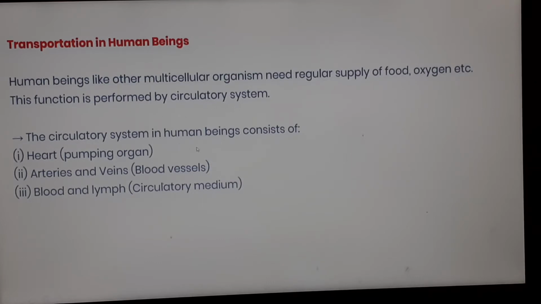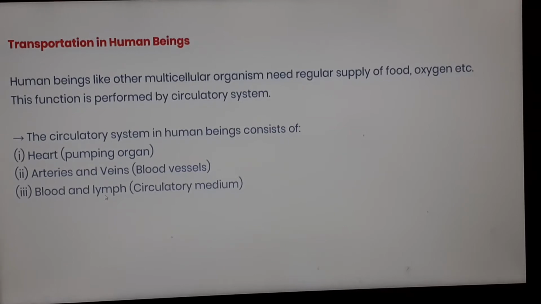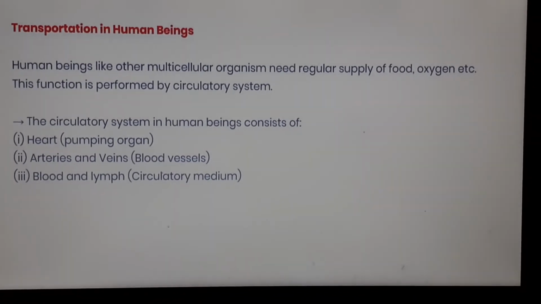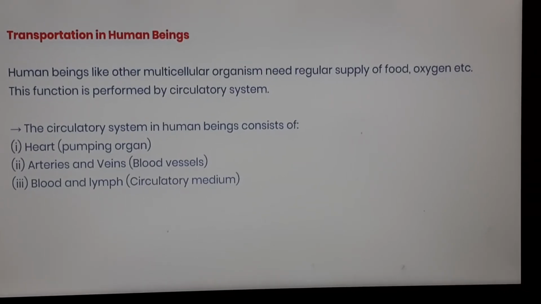The circulatory system in human beings consists of three parts. Number one is the heart, also called the pumping organ. Second one is blood vessels, that is arteries and veins. Third one, the circulatory medium. That is blood and lymph, through which the nutrients are transferred from one organ to another, one cell to another. Everywhere we are getting it.